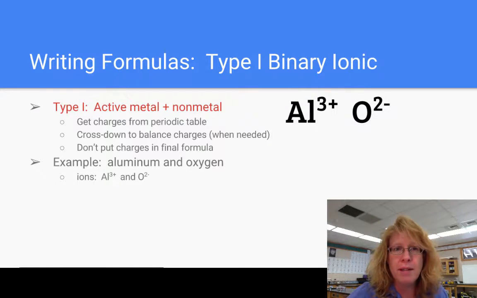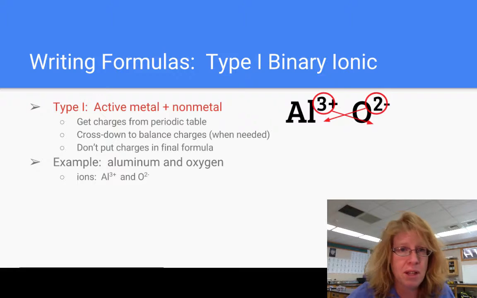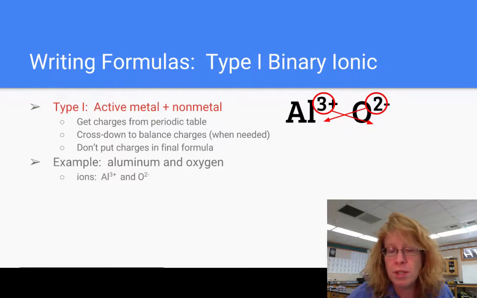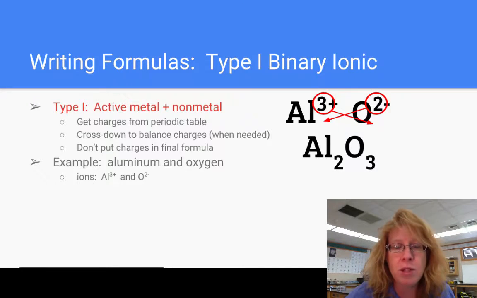So there's your 2 ions. Those charges come from the periodic table. The next step would be to exercise your crossing down skills. Ta-da! And then what's the last part? It's to turn those charge numbers into opposite subscripts. So here's our final formula. It's going to be Al2O3.